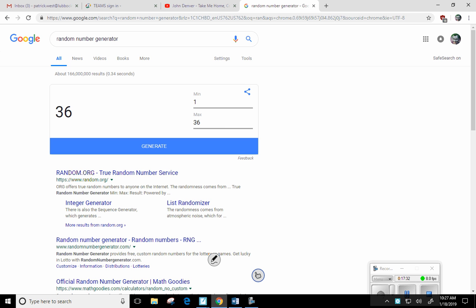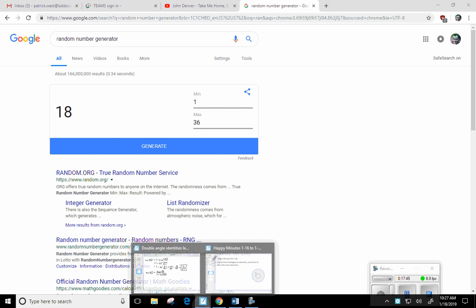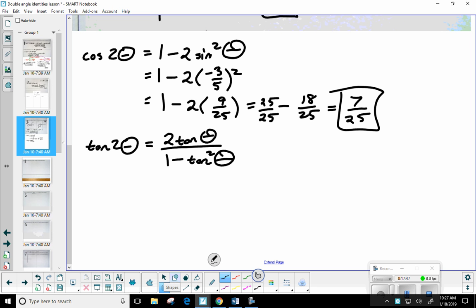All right, so let's see. 24/7. That's absolutely right. 24/7, that's what we're looking at. Good. So we said tangent of theta was 3/4? So 2 times 3/4 over 1 minus tangent squared, 1 minus 3/4 squared.